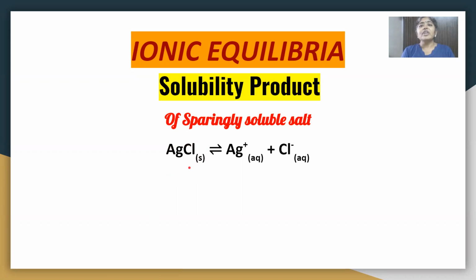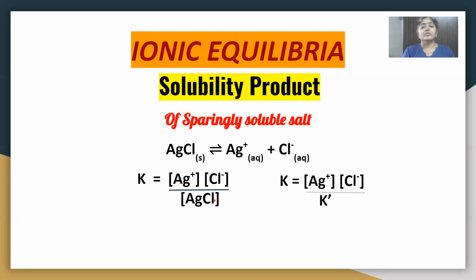And hence, the majority of the silver chloride will exist in the molecular state as AgCl itself. So if we write the expression for dissociation constant of such a sparingly soluble salt, the expression would be K is equal to molar concentration of Ag plus into molar concentration of Cl minus upon the molar concentration of AgCl. But I just told you that silver chloride is a sparingly soluble salt. So the degree of ionization is going to be very, very less. And hence the equilibrium concentration of AgCl will be the same as the initial concentration of AgCl. And hence I can say that this molar concentration of AgCl at equilibrium will be another constant K dash, right?